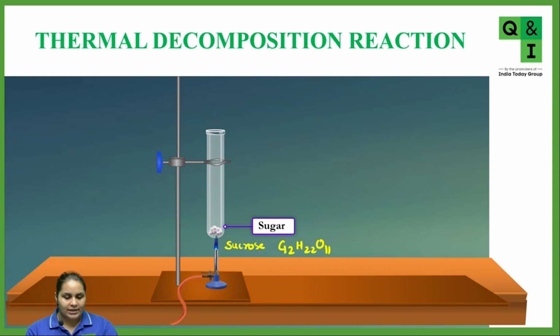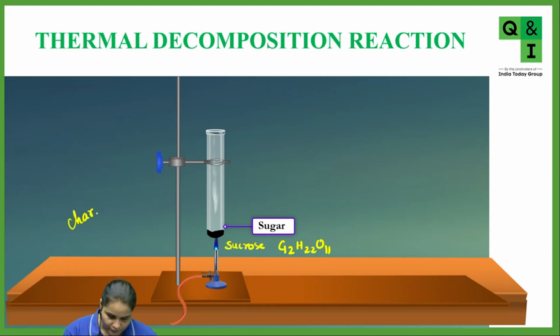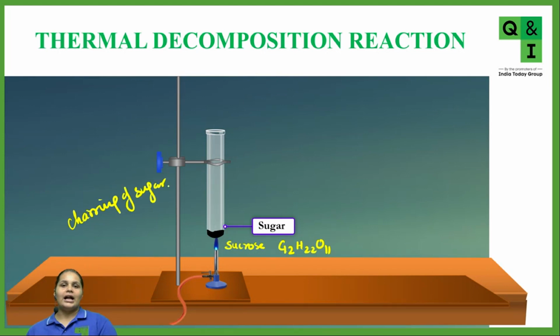C12H22O11. Now you are heating this sugar. When you heat it, some vapors escape and the crystals become black in color, meaning they get charred, like they get burned, right? So this is called charring of sugar, where we are heating sugar and it is giving you a black residue.